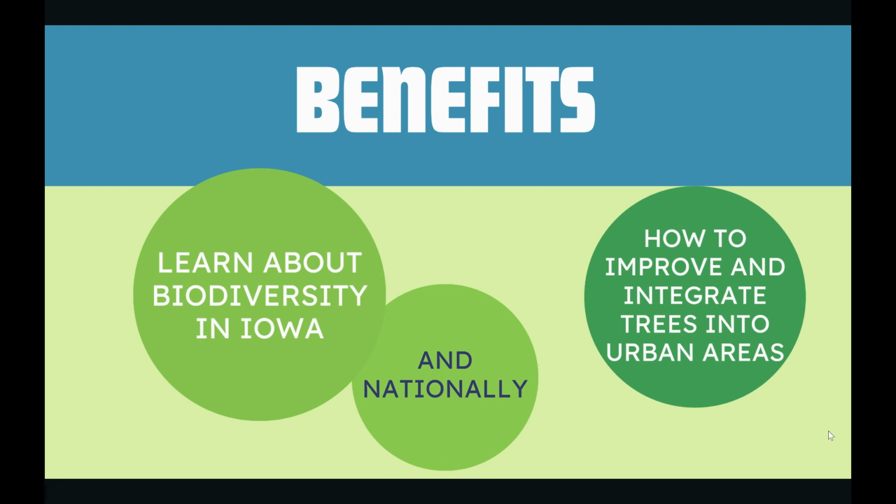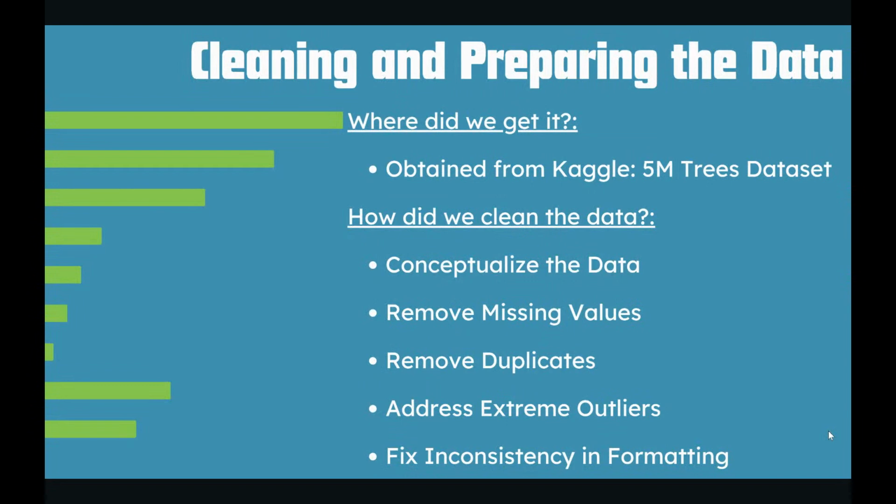In terms of benefits, this will help us learn about biodiversity in Iowa because we will be able to analyze Des Moines and then use that information in Ames and other local cities to learn about their system and how we can better improve our urban forestry. And we can also find out about this nationally by analyzing all of this data, which is a lot. And how to improve and integrate trees into urban areas, which I already spoke on.